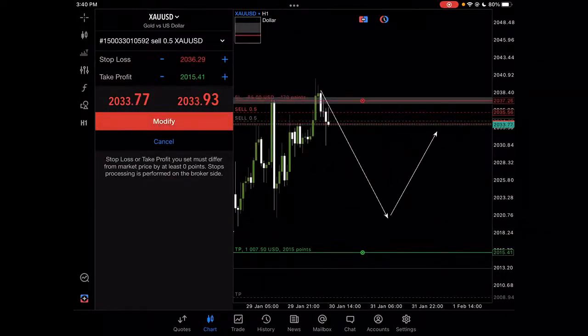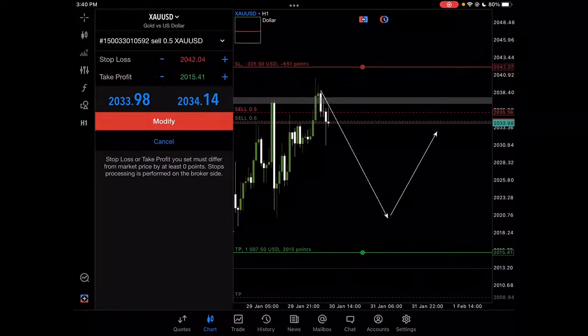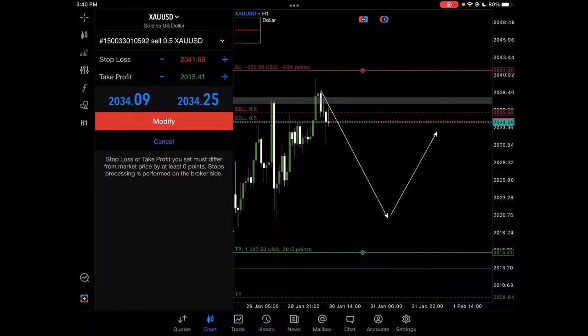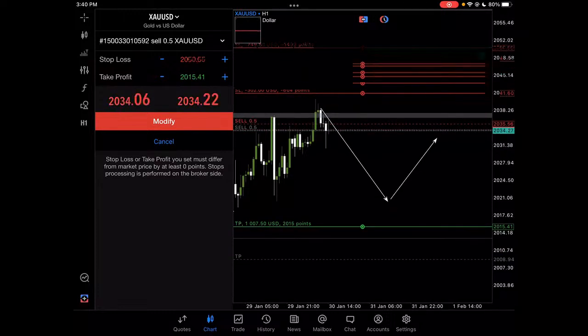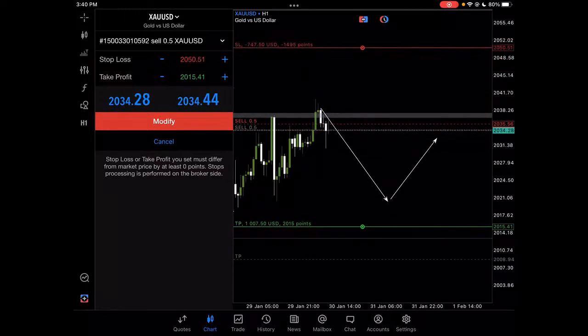stop loss, it's around there. You see that? Above that high. Okay, so if I put my stop loss there, this means I'm risking $300 for $1,000. It's not all about you having an open stop loss. No, I don't advise that. You must have a risk to reward.